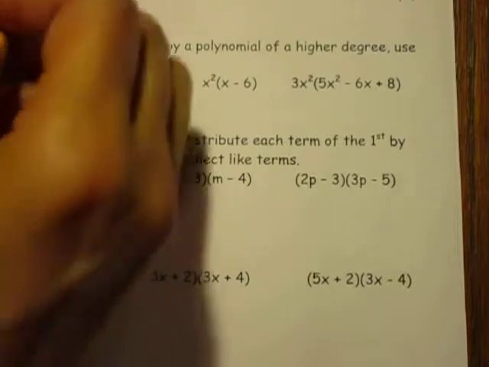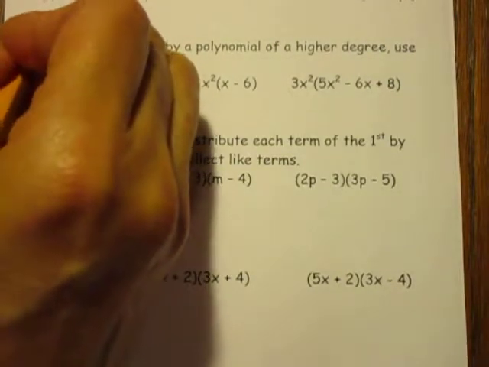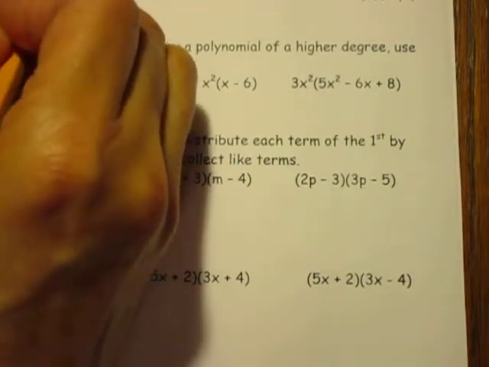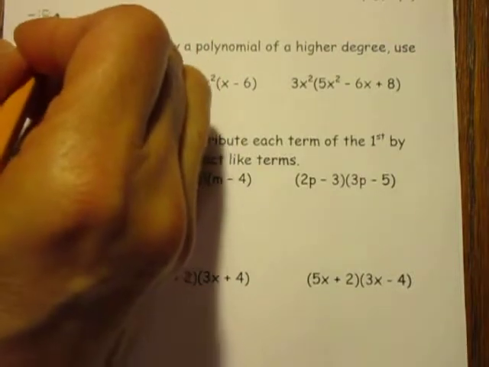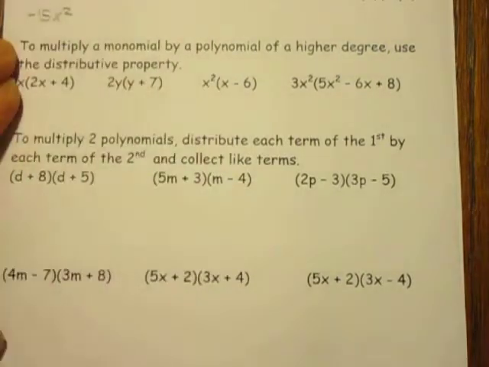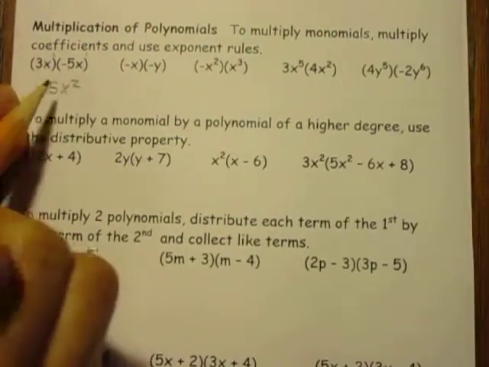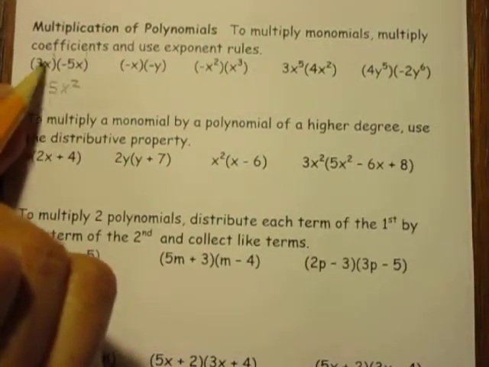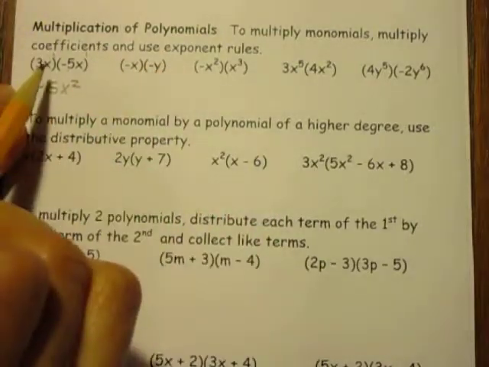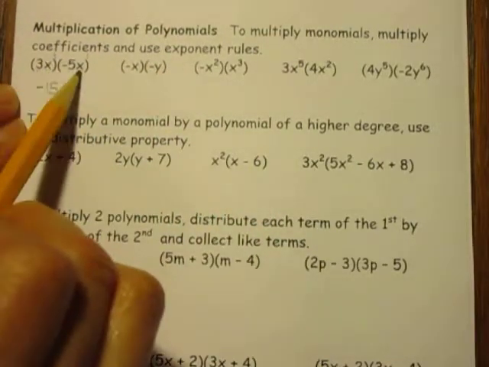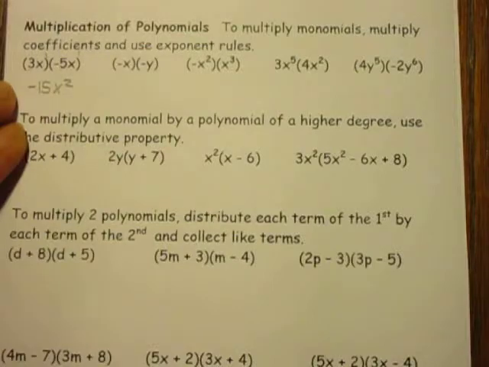3 times negative 5 is negative 15. And x times x, that's x to the first power times x to the first power, is going to be x squared. So you're going to see that you are combining your math skills here. You are multiplying whole numbers, just your regular multiplication, and then you're combining your exponent rules for multiplication. So you're putting all that together.